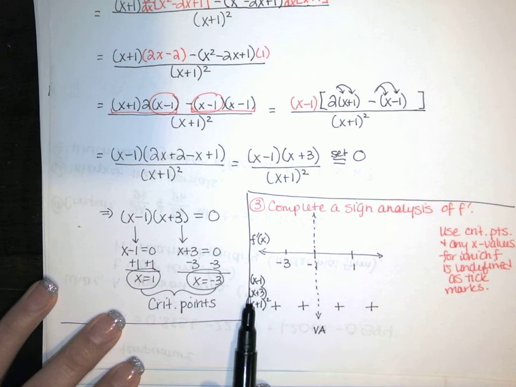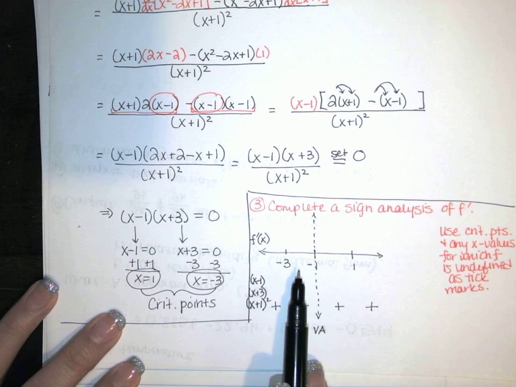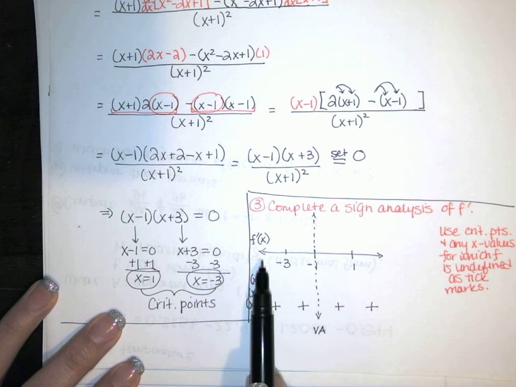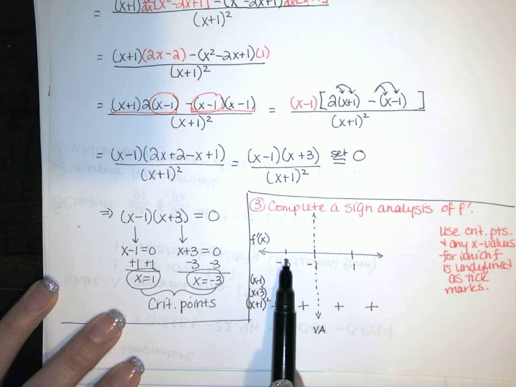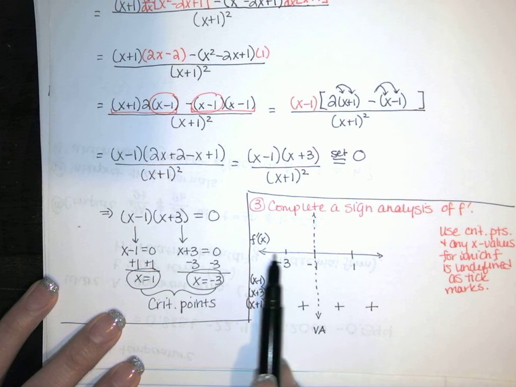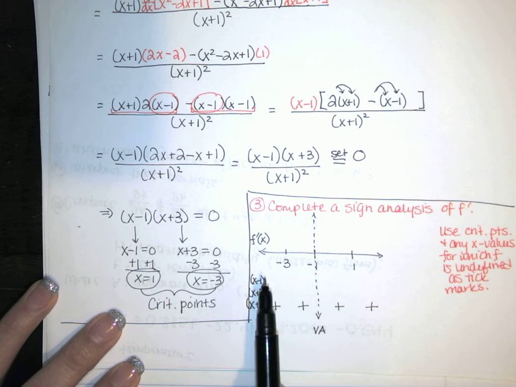Now to find the sign of x plus 3 and x minus 1 on these 4 intervals, I'll just pick an x value on each interval. So this is -∞ to -3. I'll pick x equals -4 on this interval, because -4 is between -∞ and -3.